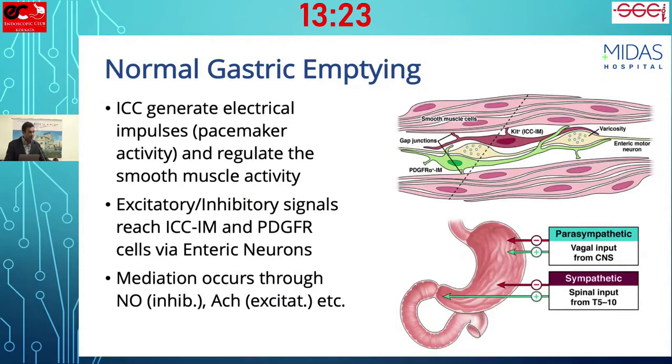The normal gastric emptying function is regulated by the interstitial cells of Cajal, which are the pacemaker cells in the stomach. So similar to the heart, there are pacemaker cells in the stomach. The excitatory and inhibitory signals reach these cells from the enteric neuron with the synapses as shown on the top right figure. Mediation of the impulses occurs through nitric oxide or acetylcholine. Parasympathetic impulses result in contraction of the gastric muscles and relaxation of the pylorus. And sympathetic impulses result in relaxation of the gastric muscles and closure of the pylorus. So quite the opposite effects.